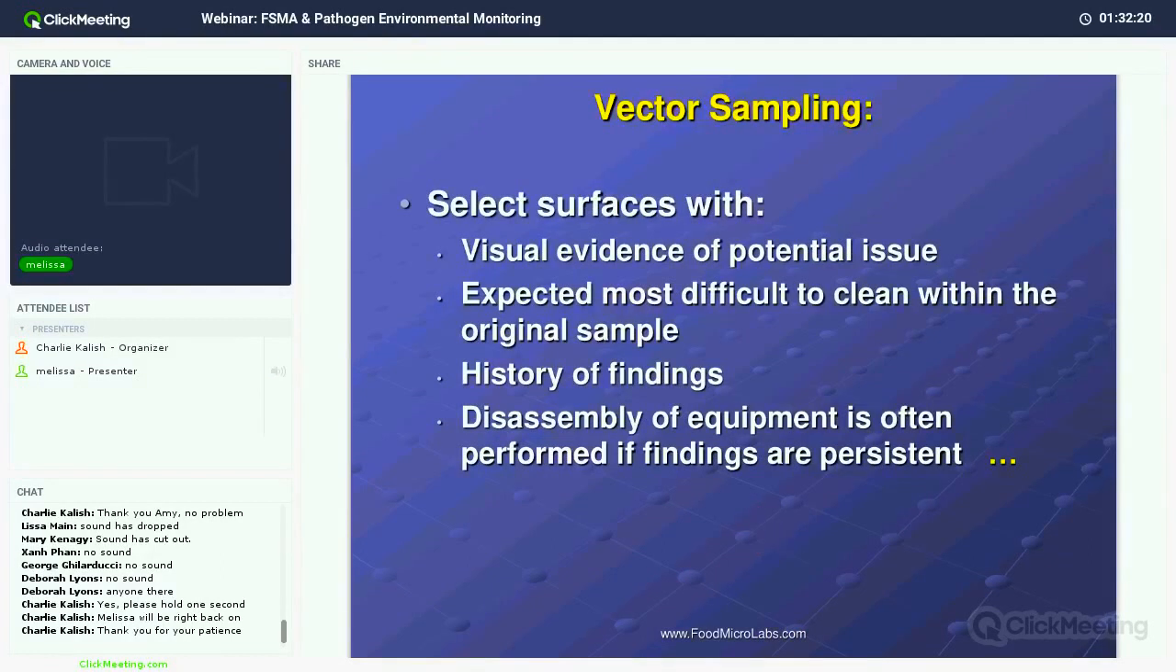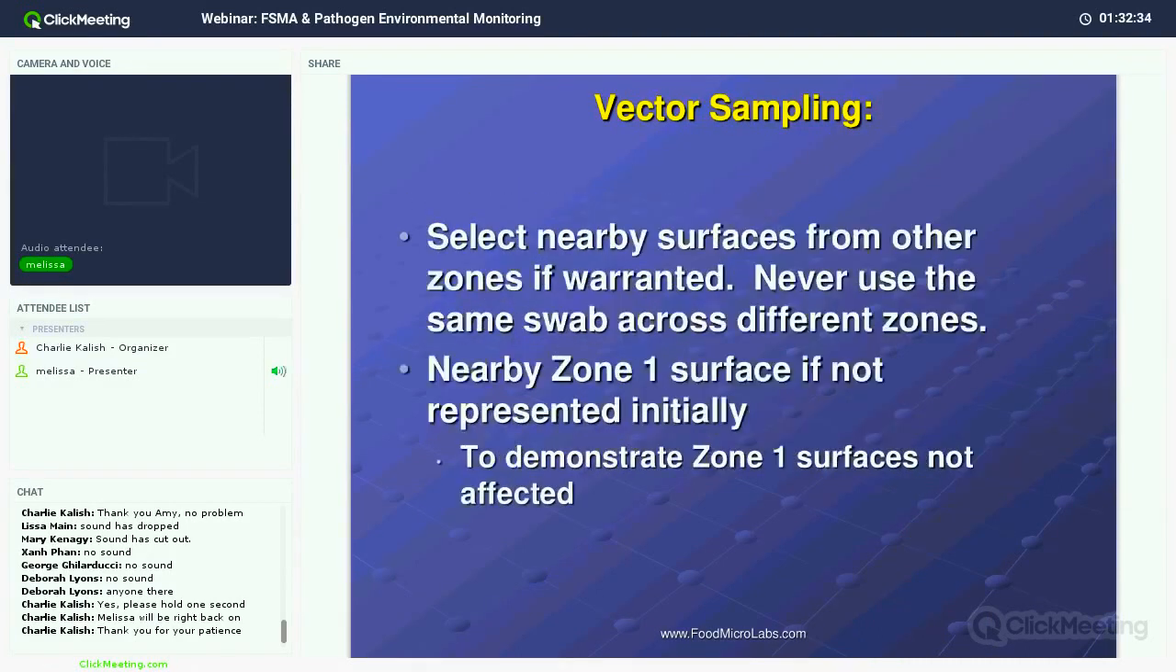So we, of course, want to select surfaces for vector sampling with visual evidence of a potential issue, that are most difficult to clean, that have had a history, that we profiled and know are problematic, or maybe we're disassembling equipment to try and investigate. We often select nearby surfaces from other zones if that's warranted. And when we have a finding for a zone 2 or zone 3 in exposed product production areas, we often collect a zone 1 surface to provide information that zone 1 hasn't been affected by the finding.